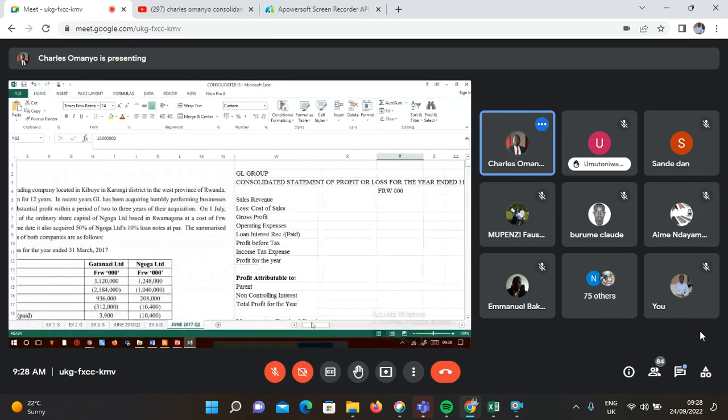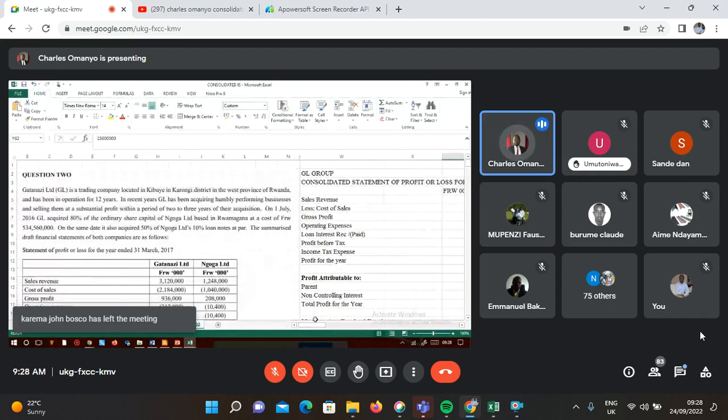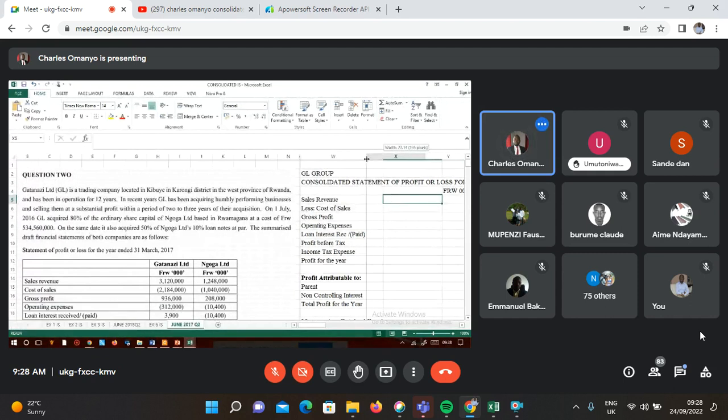So let's go to the revenue. Look at the points clearly. Revenue. Now, what is the revenue of the parent? It is 3,120,000 plus 9/12 times 1,248,000. Why have I multiplied by 9 over 12? Because we are only taking the post-acquisition portion, minus intercompany sales.